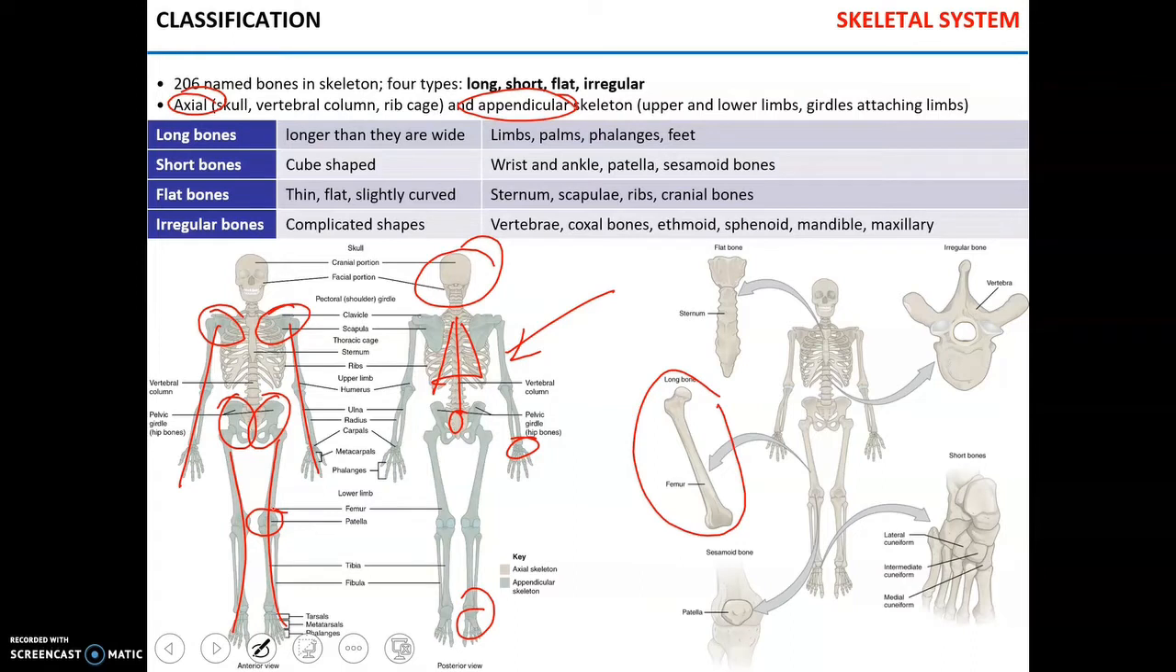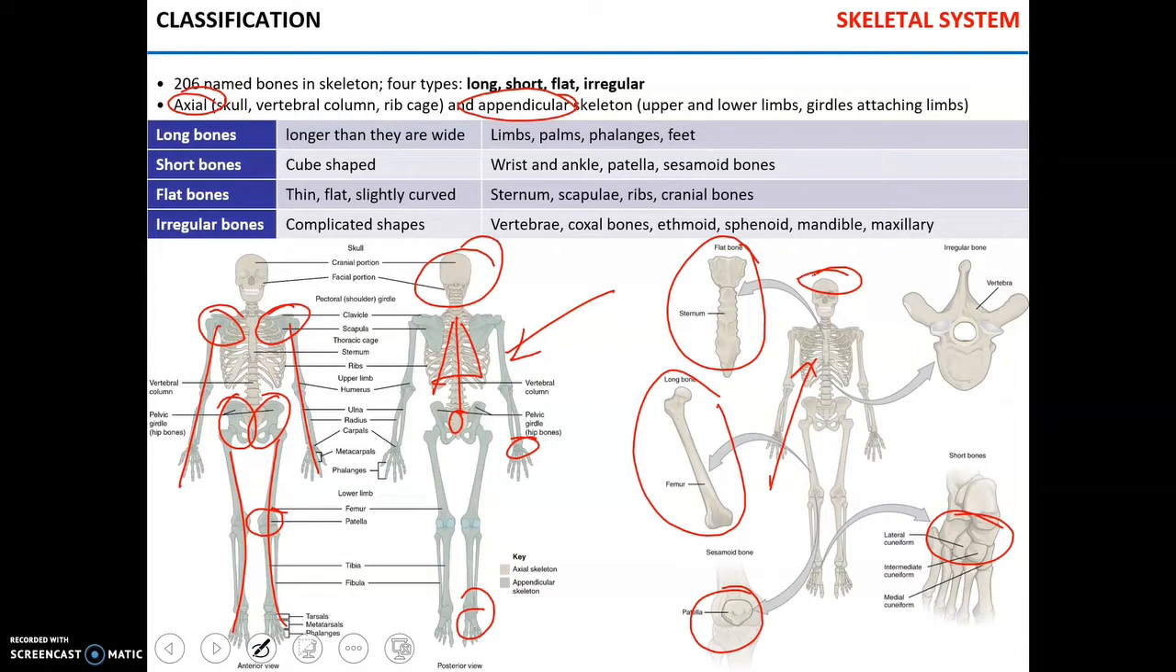Short bones, shown here and here, are shaped kind of like a cube, and can be found in wrists and ankles, and in the patella. Flat bones are thin, flat, sometimes curved. That will be sternum, ribs, and cranial bones, not facial bones, cranial bones.